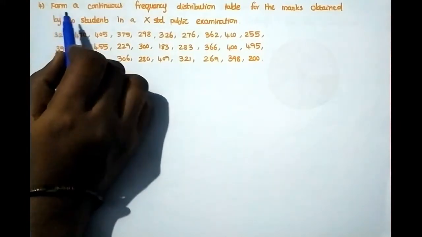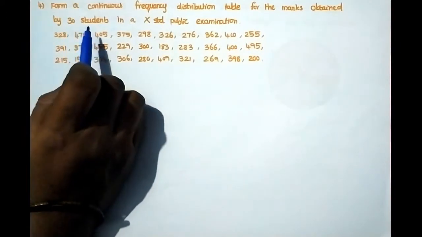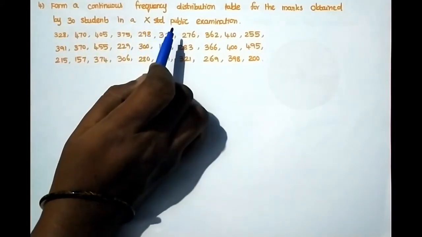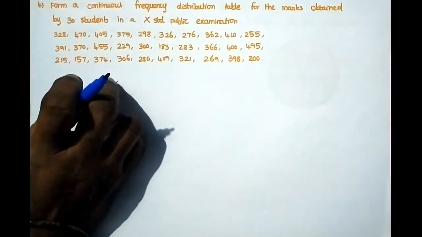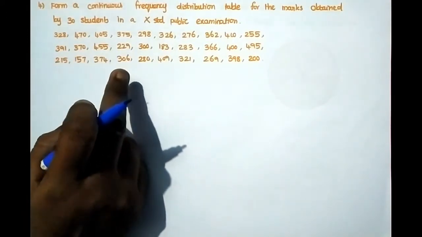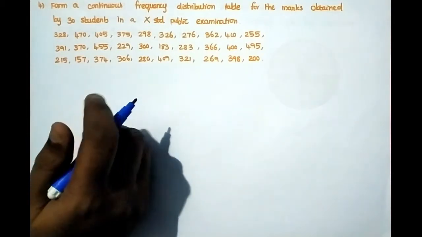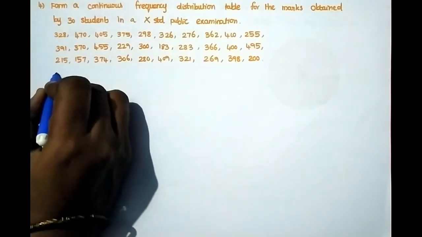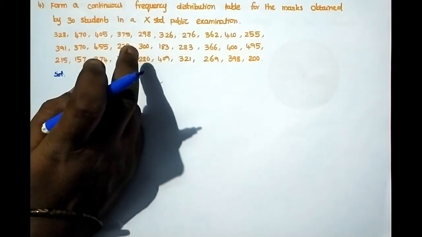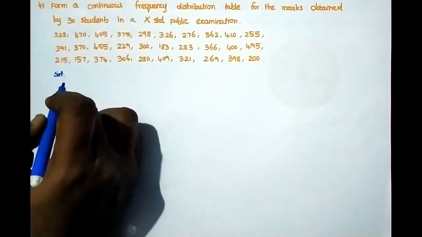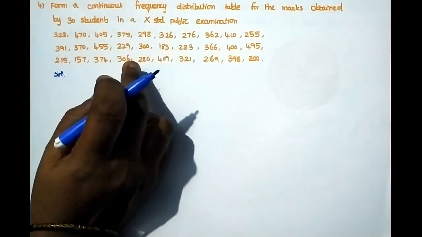Fourth sum. Form a continuous frequency distribution table for the marks obtained by 30 students in a 10th standard public examination. They have given 30 students in total in a 10th public examination. So listen, we have to form the continuous frequency distribution table. First, find out the maximum and minimum marks.